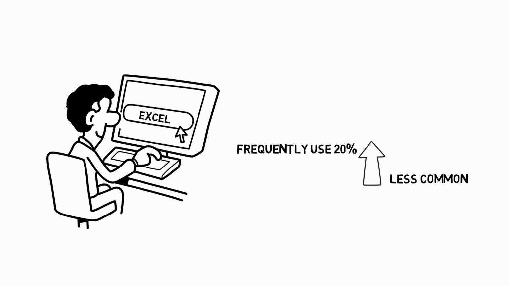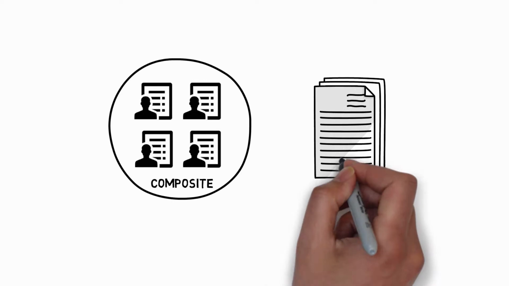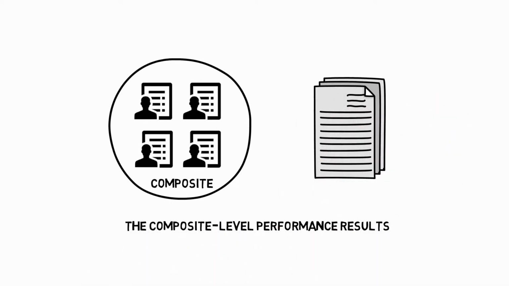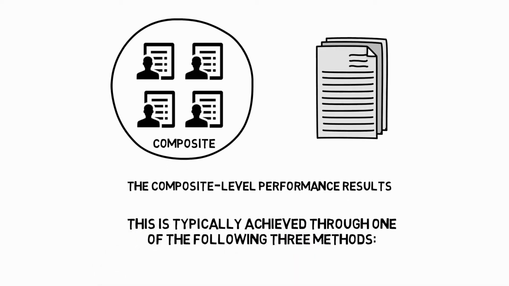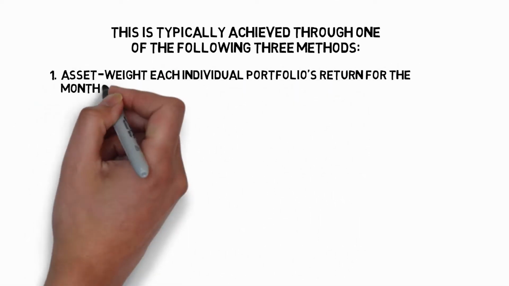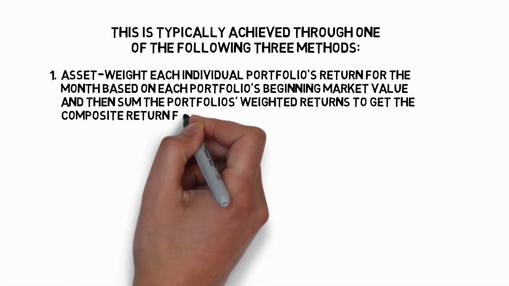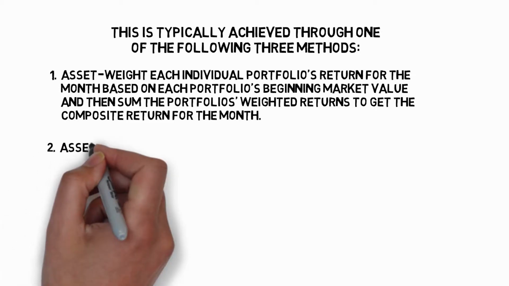With regard to composite level performance, the most important information to document is the method used to asset weight the portfolio returns to get the composite level performance results. This is typically achieved through one of the following three methods. 1. Asset weight each individual portfolio's return for the month based on each portfolio's beginning market value, and then sum the portfolio's weighted returns to get the composite return for the month.